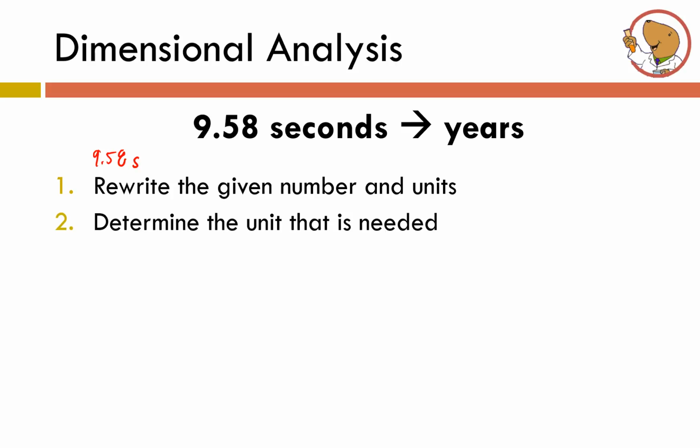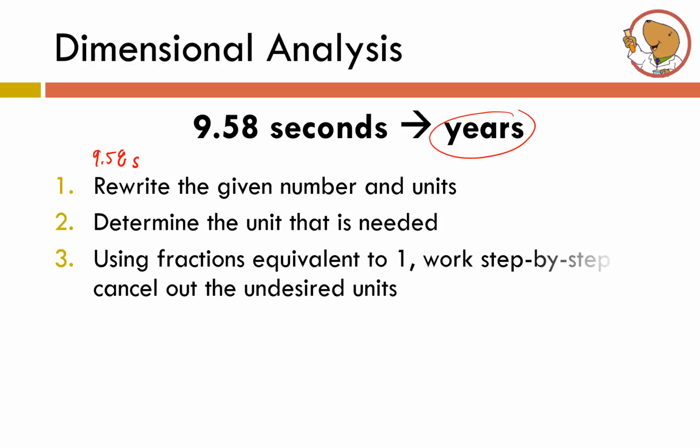I've got to figure out the unit that is needed. And more often than not, you'll be told. In this case, I know I'm trying to get into years. Next, I want to use fractions equivalent to 1 and work step by step to cancel out the undesired units. So I don't really know how many seconds there are in a year, but I know a whole bunch of other time conversions that can hopefully get me all the way to years. For example, let me just write this a little bit more neatly.